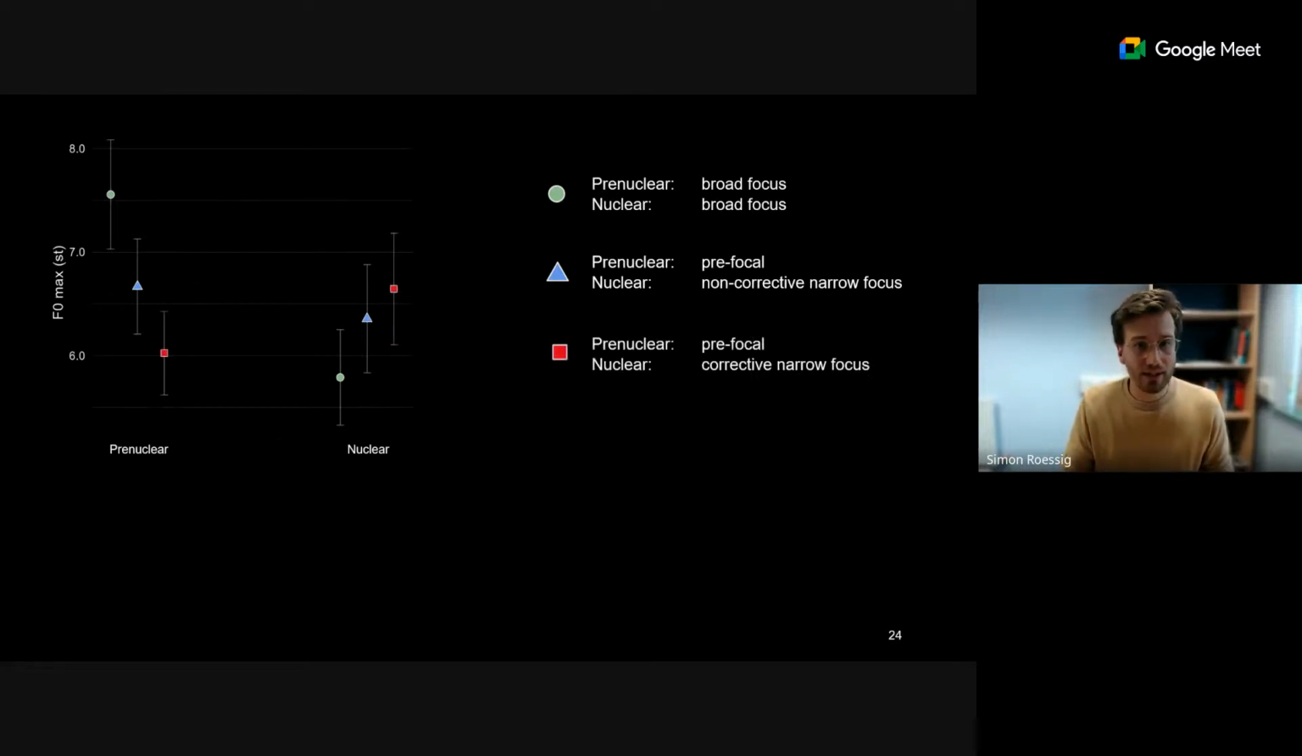And finally, we add the corrective focus case, which is shown in red squares here. And now we see that in the prenuclear domain, we get the lowest F0 maxima before corrective focus, whereas we get the highest F0 maxima in the nuclear domain, where the focus is actually located.